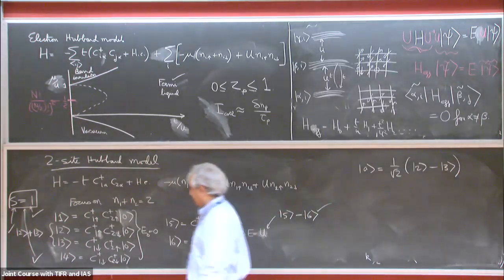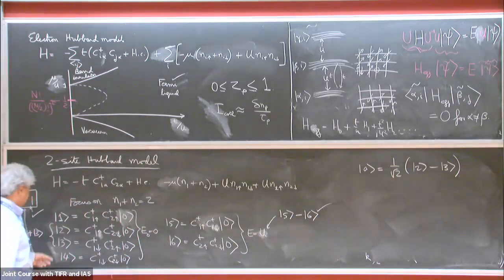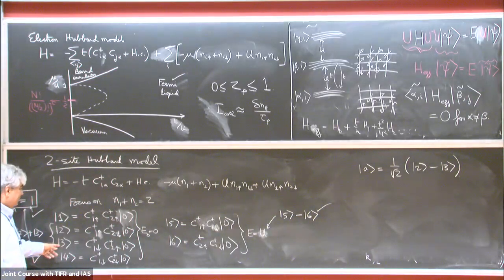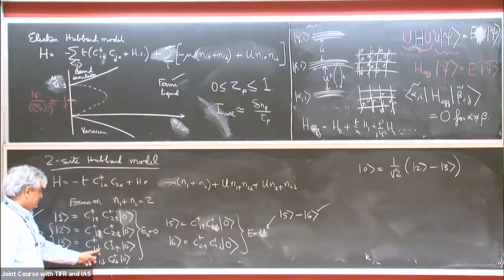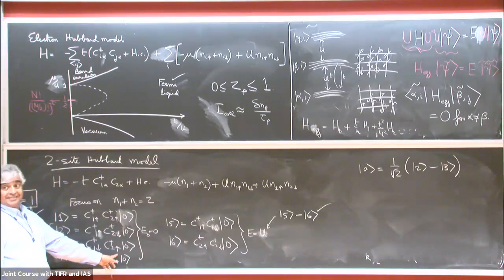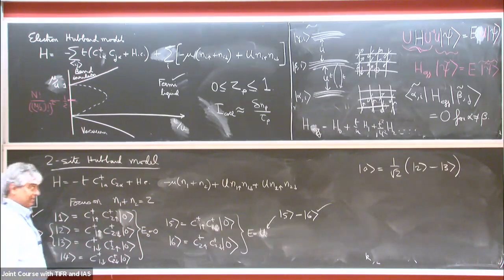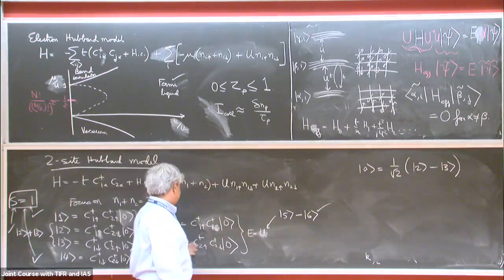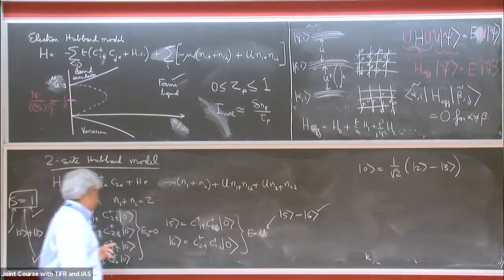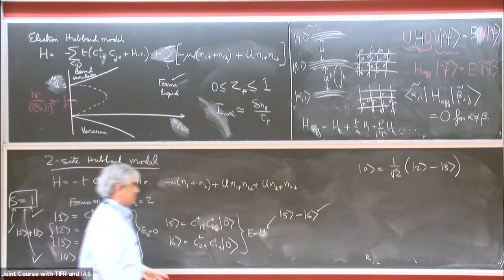So if you look at that, what is that? 1 over root 2, (2 minus 3). You notice that it's up, down, minus, down, up. That's a spin singlet. Okay, so that's a spin zero state. And these are also spin zero states. And we want to take 5 plus 6.